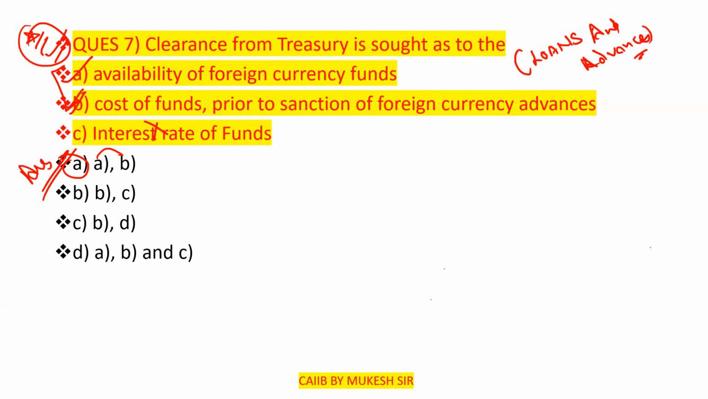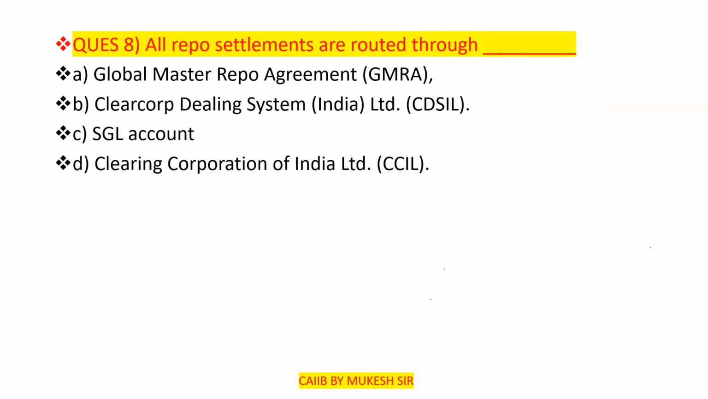Very, very important question. Question number 8: all repo settlements are routed through which of these? First, global master repo agreement. Second, Clearing Corporation Dealing System India Limited. Third, SGL account. Fourth, the Clearing Corporation of India Limited. Please remember this: all repo transactions, all repo settlements, are routed through the CCIL, that is, the Clearing Corporation of India Limited.